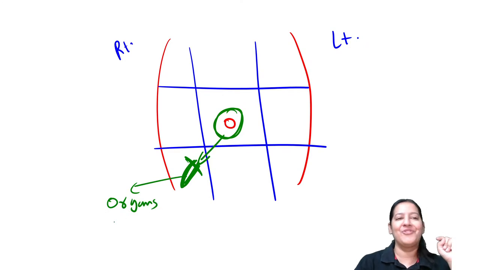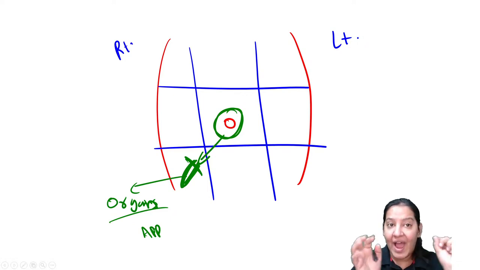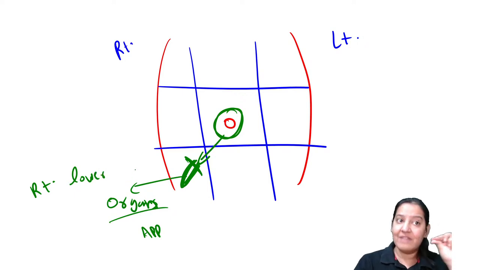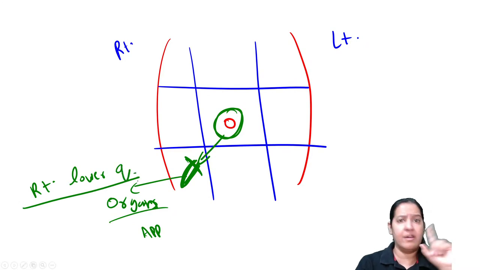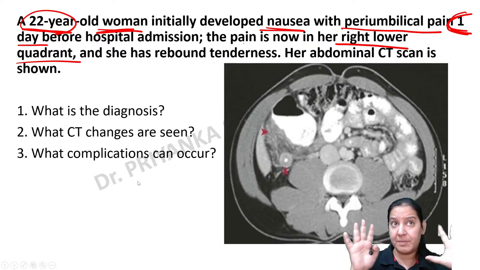So yes, most of you are right. Which organ lies here? Here we have the appendix. So the first clue given in the question is the right lower quadrant. The examiner is not directly telling you the patient is having appendicitis. The examiner is giving you a clue that the patient has pain in the right lower quadrant. Severe pain, sudden, one day onset. You may have seen a patient of acute appendicitis. This is the typical history, right?